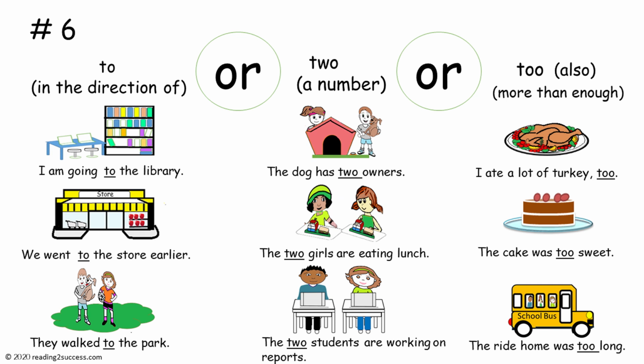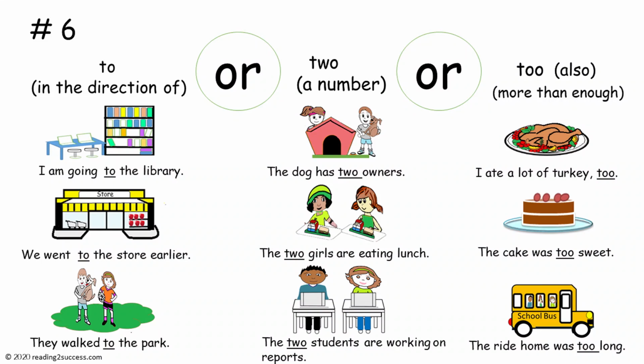Two, T-W-O, is a number. The dog has two owners. The two girls are eating lunch. And the two students are working on reports.